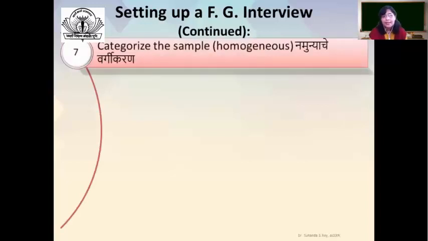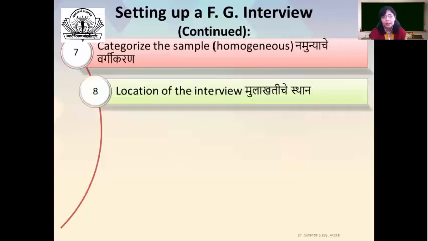Then categorize the samples, homogeneous. For example, if you have a diverse sample with 2 different factors, maybe gender, if that's what your research is interested in, then you can categorize all the female informants together for one interview and male informants together for the other interview.